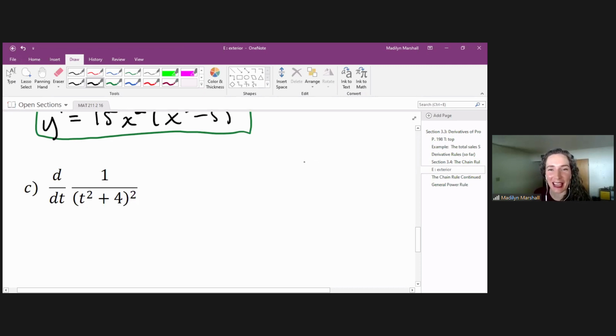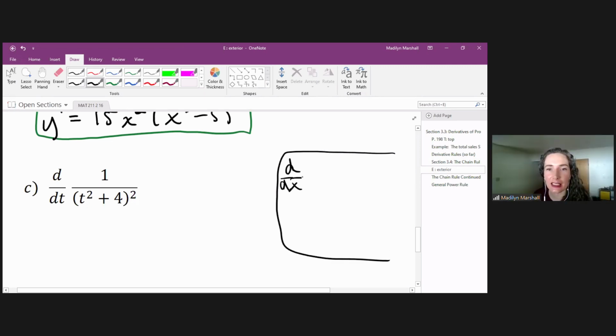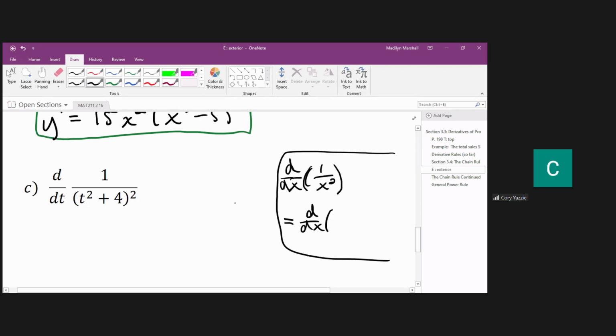So before we tackle this one, I just want to make a little side note. If we were doing d dx of 1 over x squared, this is something we were doing in chapter 2, how would we first rewrite this so that we could use the power rule on it? X to the negative 2. Yes, exactly, x to the negative 2.